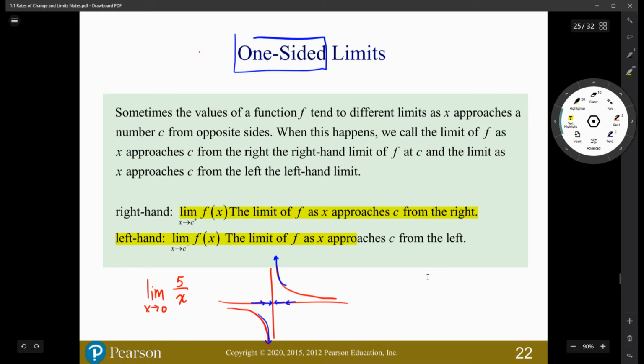You can see the limit as x approaches c, and then there's a little plus sign there in the top corner. That means from the right. And then for left-hand limits, you can see the limit as x approaches c with a little minus sign in the exponent, and that means approaches c from the left. So now we have a notation and an idea about how we can talk about limits from just one side.